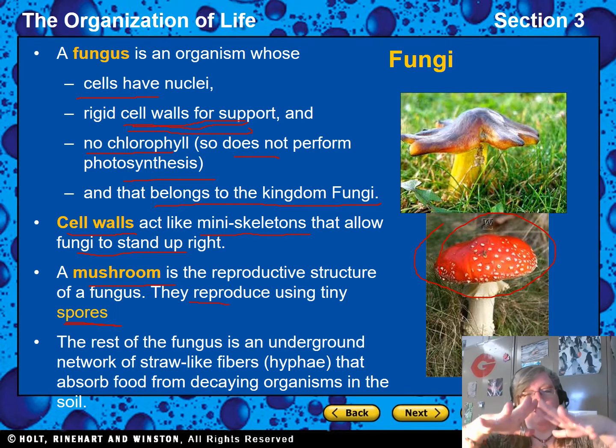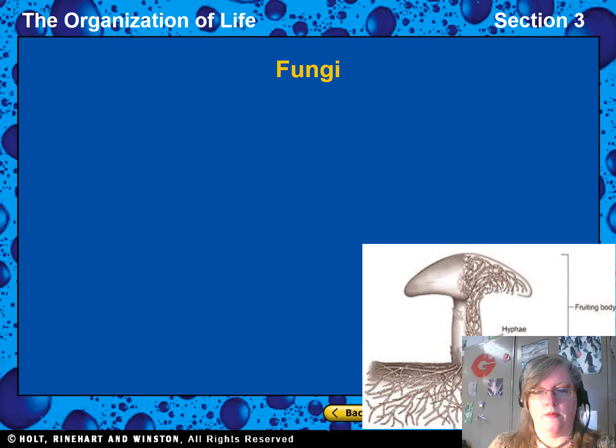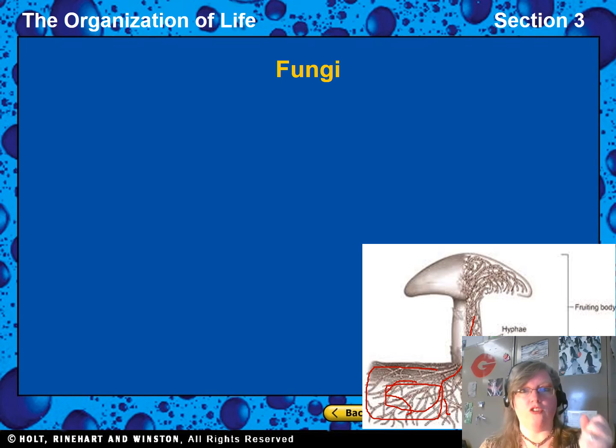The rest of the fungus is an underground network of straw-like fibers called hyphae that absorb the food from decaying organisms in the soil. I'm going to tell you some more about how that works in just a second. If you can see behind my head, this hyphae that I'm talking about, this is this underground stuff. This down here is their root structure. It's sometimes called a mycelial network, but the individual pieces, the individual sticks, are called hyphae. It's sort of like a root system, but different because they're like straws.